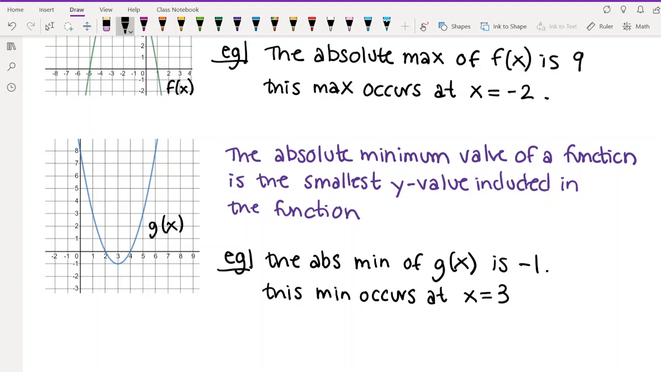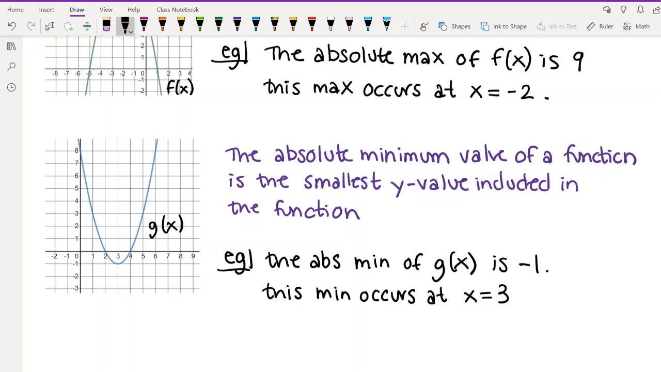So again, it's kind of like if someone said, here's a graph of the temperature after t hours or x hours, and they would say, what's the absolute minimum temperature and at what time does it occur? And so that's why one answer is a y value and the other answer is an x value.